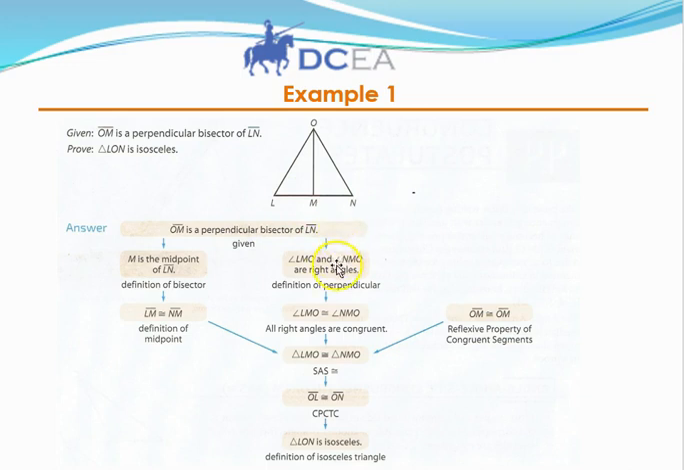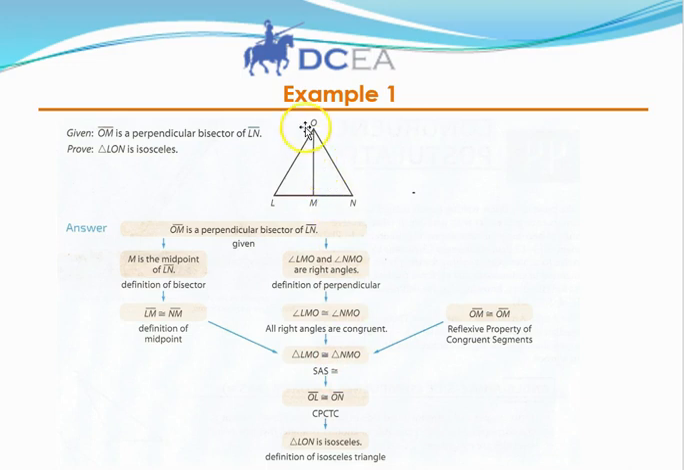From the given, we can also determine the two angles that the perpendicular bisector creates. So angle LMO and angle NMO are right angles. That is the definition of perpendicular. Now, because they're both right angles, we can state that they're congruent and that the two triangles are congruent to each other by side, angle, side. But we're not done because we're trying to prove that this is isosceles.